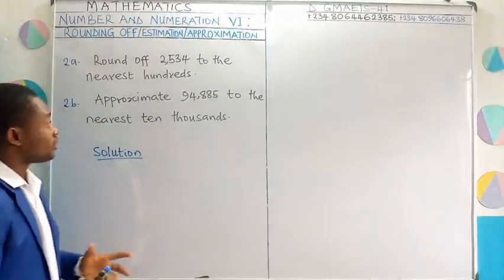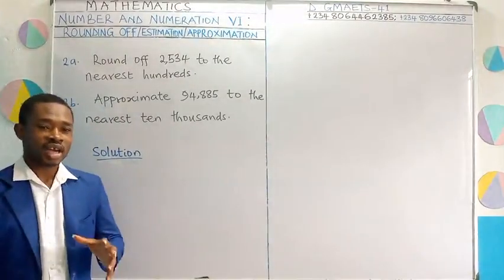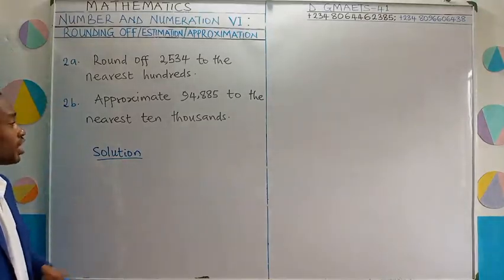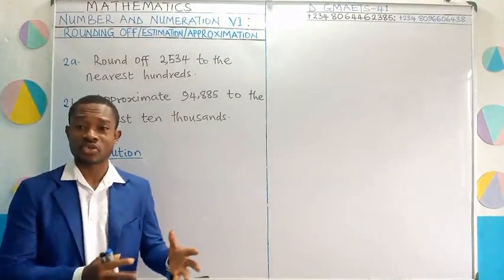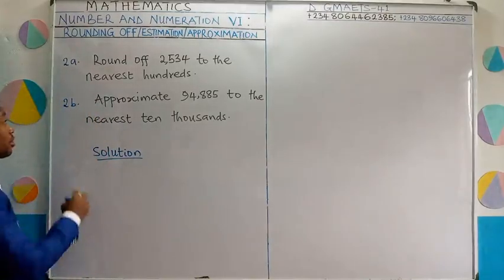Round off 2,534 to the nearest hundreds. That's question 2a. And then 2b: approximate 94,885 to the nearest 10,000s. That's the nearest tens of thousands. Let us see how we go about this question.